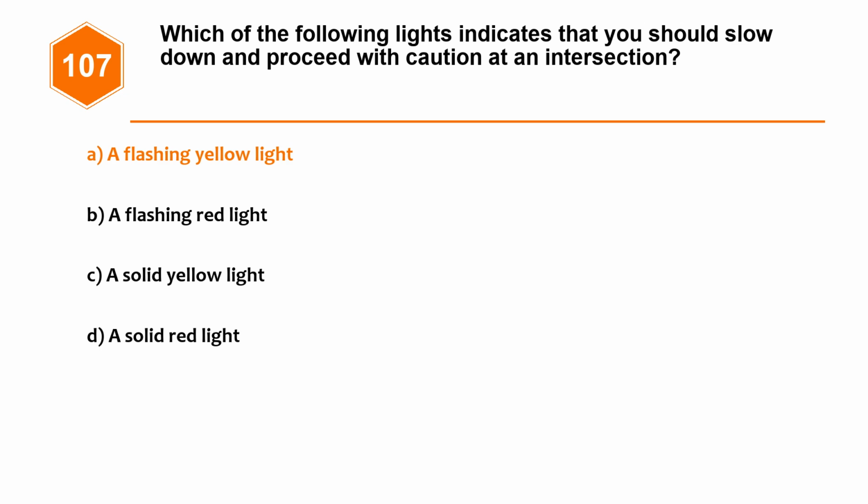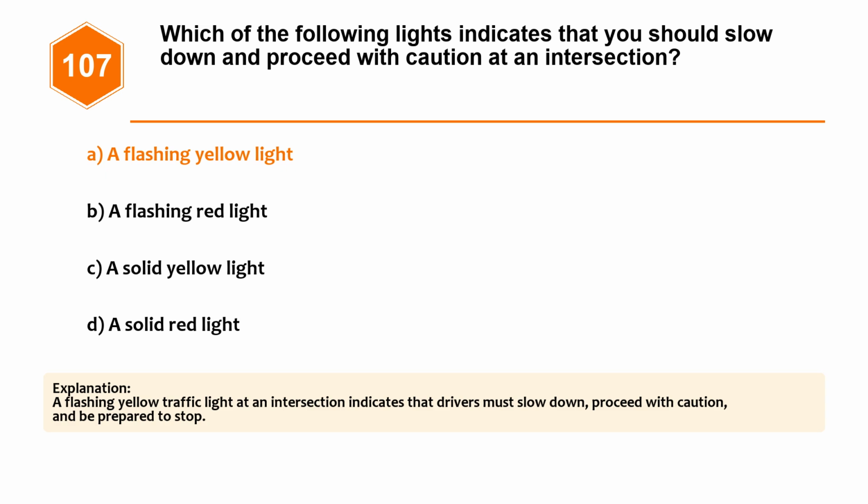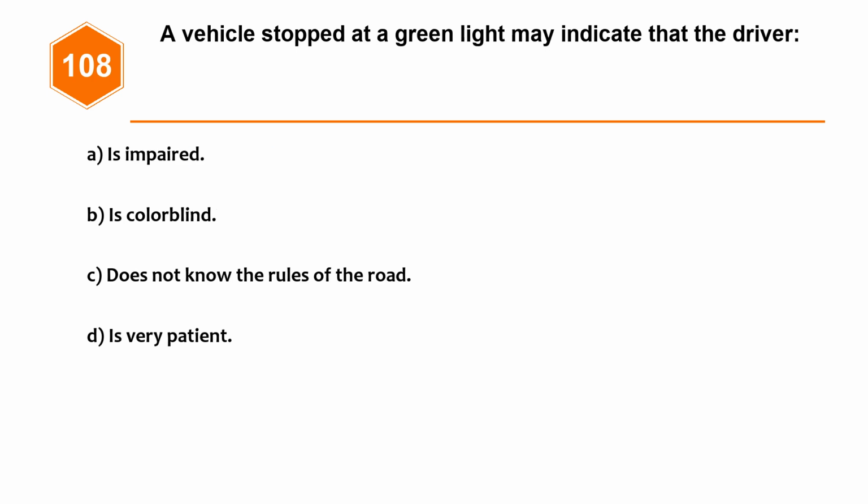The correct answer is option A, a flashing yellow light. Explanation. A flashing yellow traffic light at an intersection indicates that drivers must slow down, proceed with caution, and be prepared to stop. Question 108. A vehicle stopped at a green light may indicate that the driver, option A, is impaired.